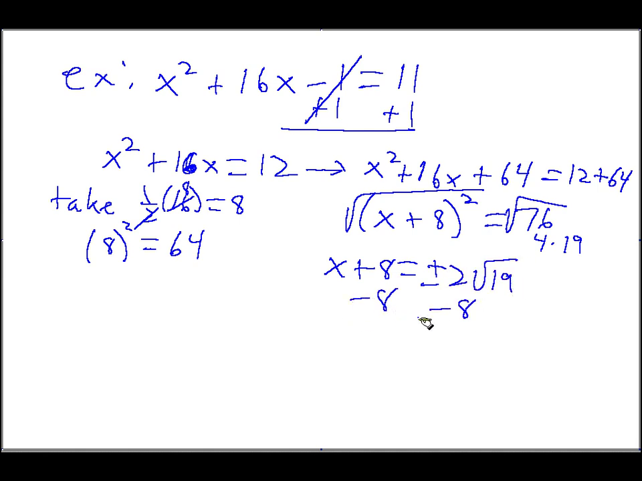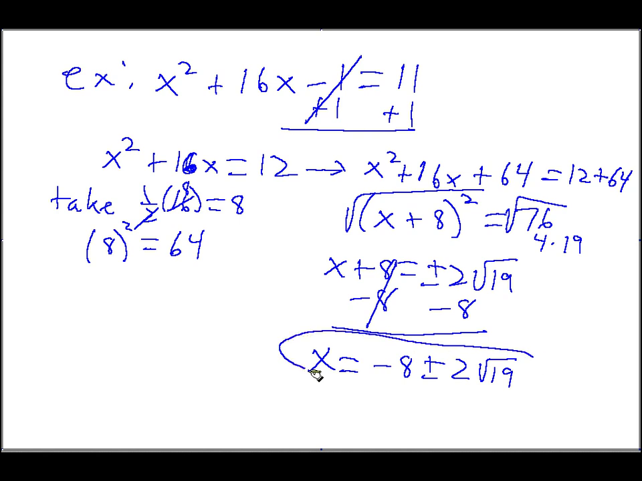Let's finish it off. Minus 8 on both sides takes care of that. So x is equal to what? Negative 8 plus or minus 2 radical 19 as our solution here. Okay, so again, keep this in mind now. The number that goes into the factoring of the perfect square is always going to be what? Half of the x coefficient. Let's keep that in mind.